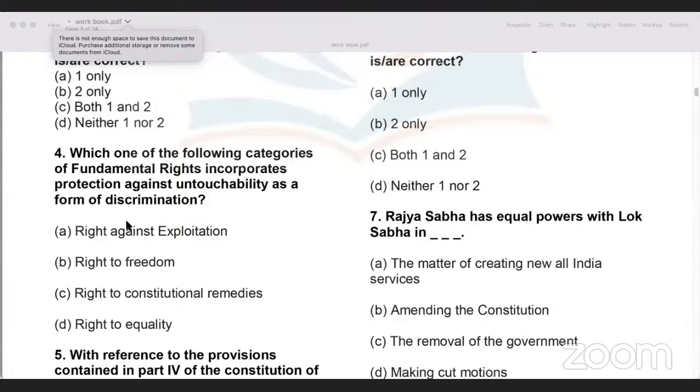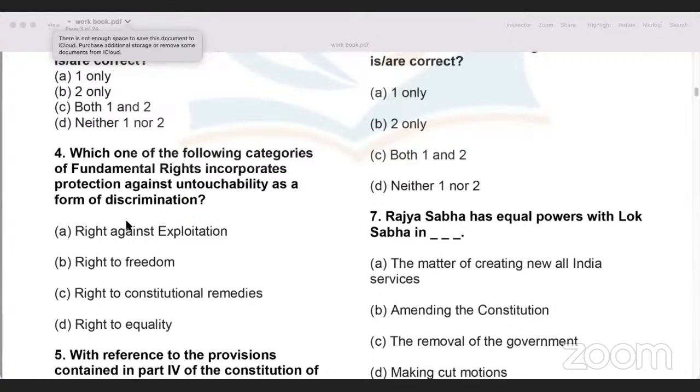So usually we study in that pattern. Untouchability is prohibited under Article 17. And Article 17 comes under the group of Articles 14 to 18. And Articles 14 to 18 are related to the right to equality.